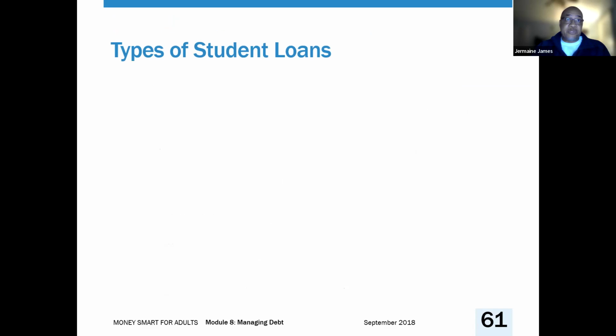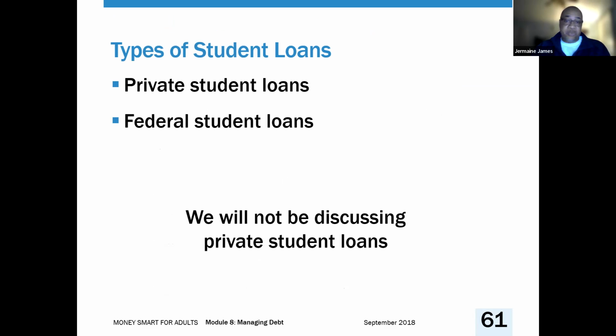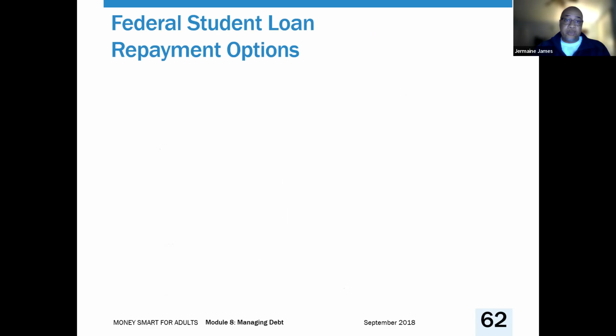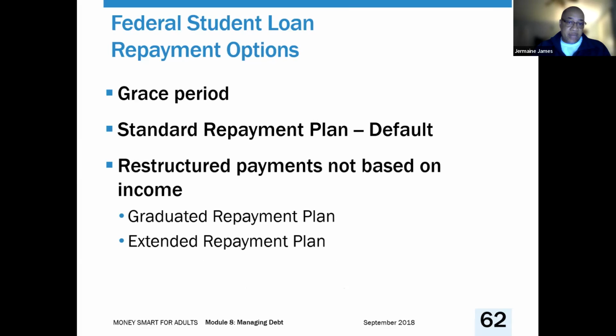We'll talk about the types of student loans. So we have private student loans and federal student loans. For the sake of this presentation, we will not be discussing private student loans, but we will talk about the federal student loan repayment options. When we think about federal student loan repayment options, we talk about grace periods, the standard repayment plan, default, restructured payments not based on income, the graduated repayment plan and the extended repayment plan. These are all the different repayment plans that can be made available to you.